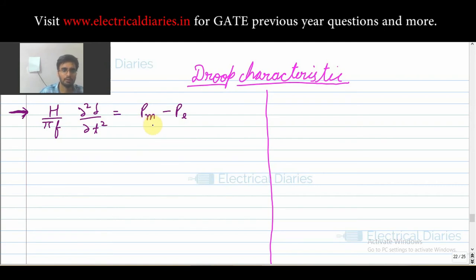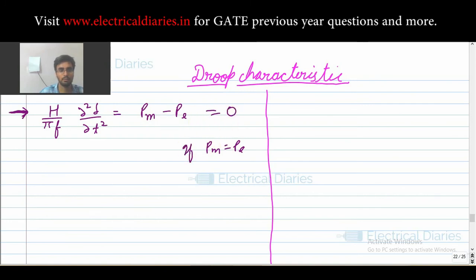We all know that it can be by using a steam turbine or any hydroelectric generator. So that is the mechanical input, that is the mechanical energy that we give to the generator, and this is the electrical output that we take out from the generator. So for stable operation, what is desired is that Pm should be equal to Pe. Okay, so that is the stable operation.